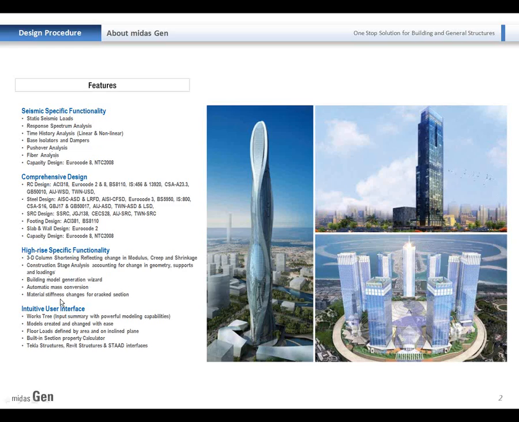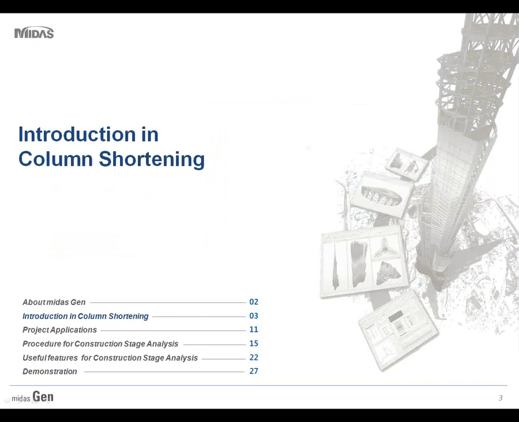Even though we are considering high-end analysis, the most important thing in Gen is ease of use. We provide an intuitive user interface, such as the worktree and task pane, and modeling is very easy. We provide a built-in section property calculator, and for BIM, we provide Tekla Structures and Revit Structure data transfer. Let's look at the introduction of column shortening.